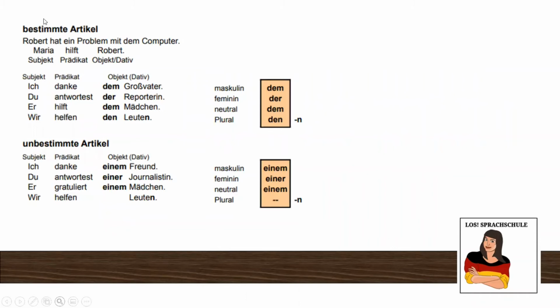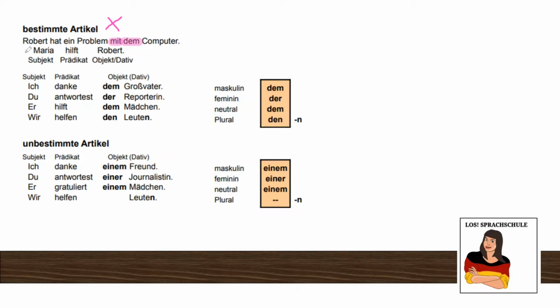Okay, the first one will be the definite article here. Robert hat ein Problem mit dem Computer. They gave you here also an example with a preposition, the same one I gave you an example with, mit. Mit needs dative, and the dative changes the definite article, mit dem Computer.